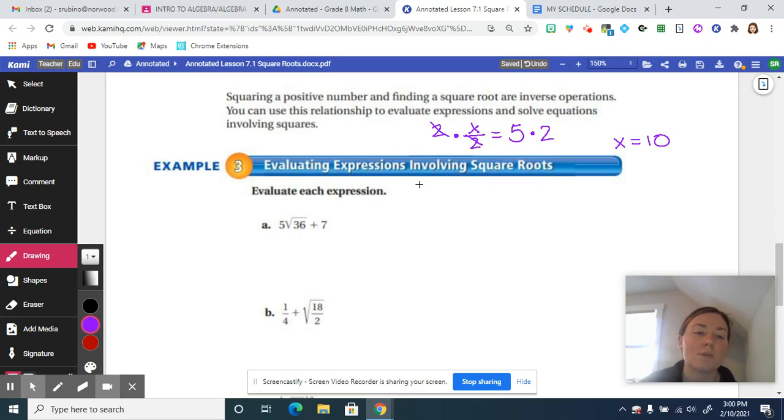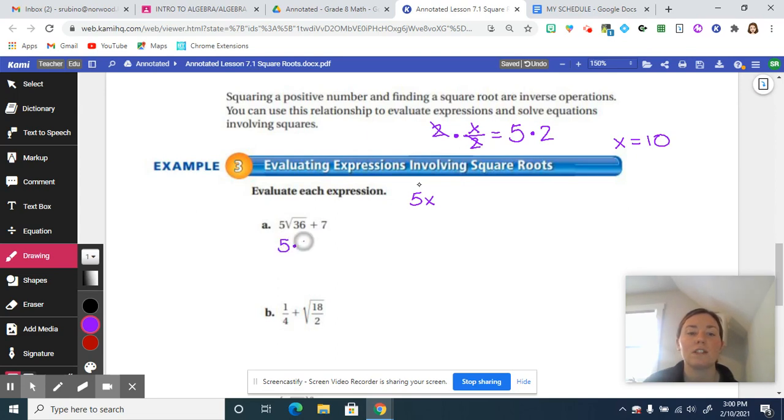So evaluate each expression. 5 times the square root of 36 plus 7. When you have a number in front of a square root, that is symbolizing multiplication. Just like if we were to have 5x, we know that that is 5 times x. It's the same here. This is 5 times the square root of 36. So let's take that square root first.